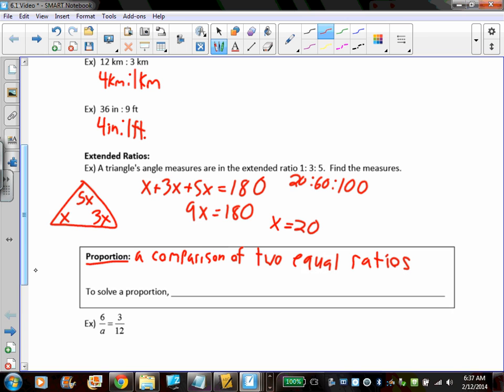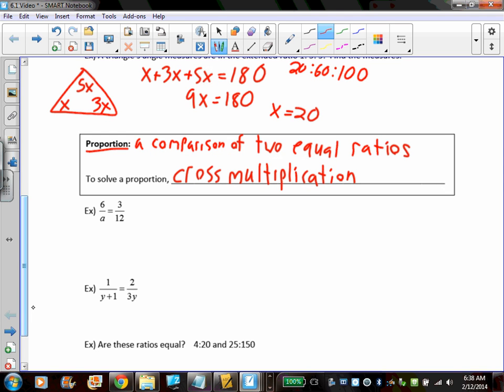To solve a proportion, you're going to want to use something that you've learned in the past. Many of you learned it as cross multiplication. Some of you might have learned it as fish method. Cross multiplication is a little bit better because it works in more situations, but fish method really is just cross multiplication.